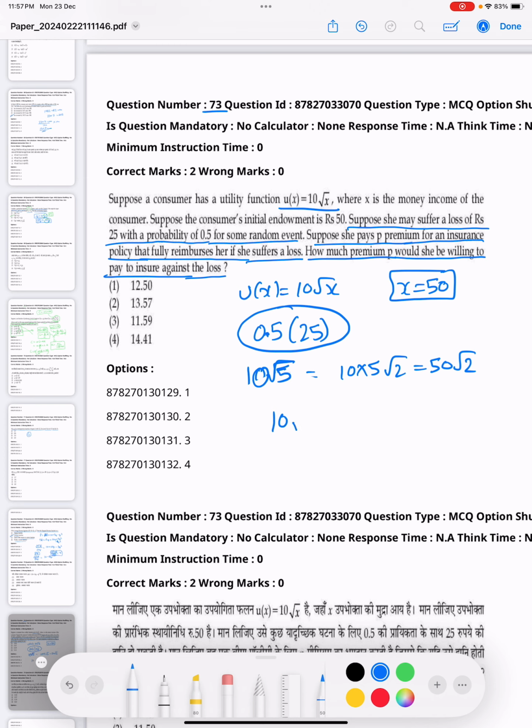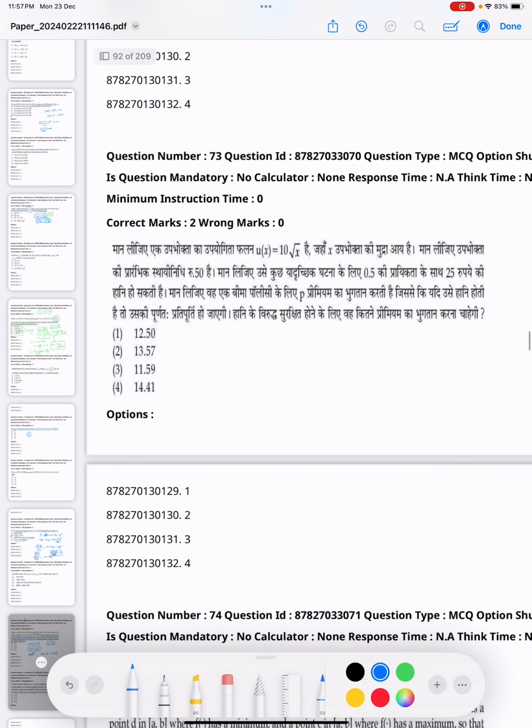So the utility would be x minus p, and this should be equal to the utility if the amount is insured. Okay, I'll do the calculations later on for this. I'll just remember 73. We were supposed to do 60 as well.